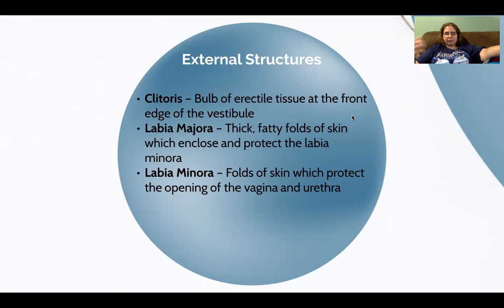And then there's the folds of skin on the outside. There's 2 layers, the labia majora, which is the outer layer of skin folds, and underneath that is the labia minora. And those are, again, skin folds that then protect the opening of both the vagina and the urethra. Those are 2 separate openings in females. The urethra, where urine comes out, is not the same place as the vagina, where the menstrual blood or the baby comes out. So those are 2 completely different openings in females.